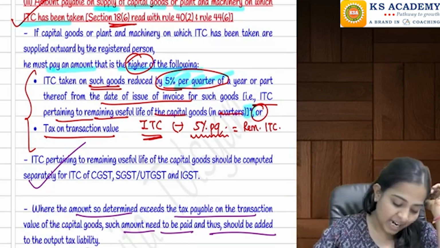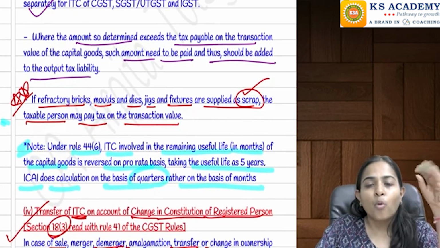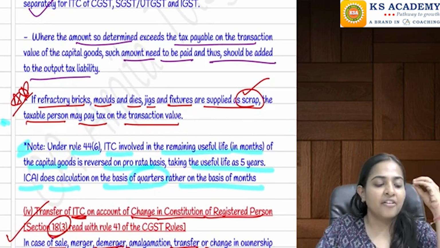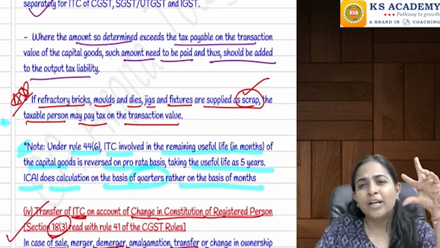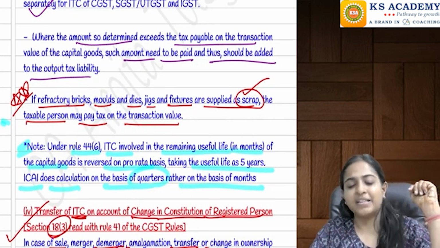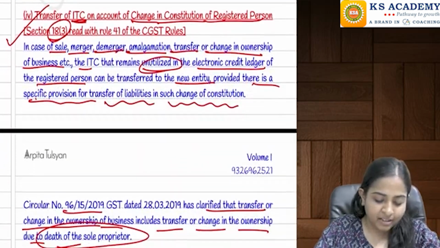Okay, but in that we have got an exception. The exception is if you are selling molds, dies, jigs, fixtures, refractory bricks, etc. in scrap, then there is no need to do this higher working. You can directly pay the tax on the transaction value, meaning whatever is the selling price, on that you can directly pay the tax.